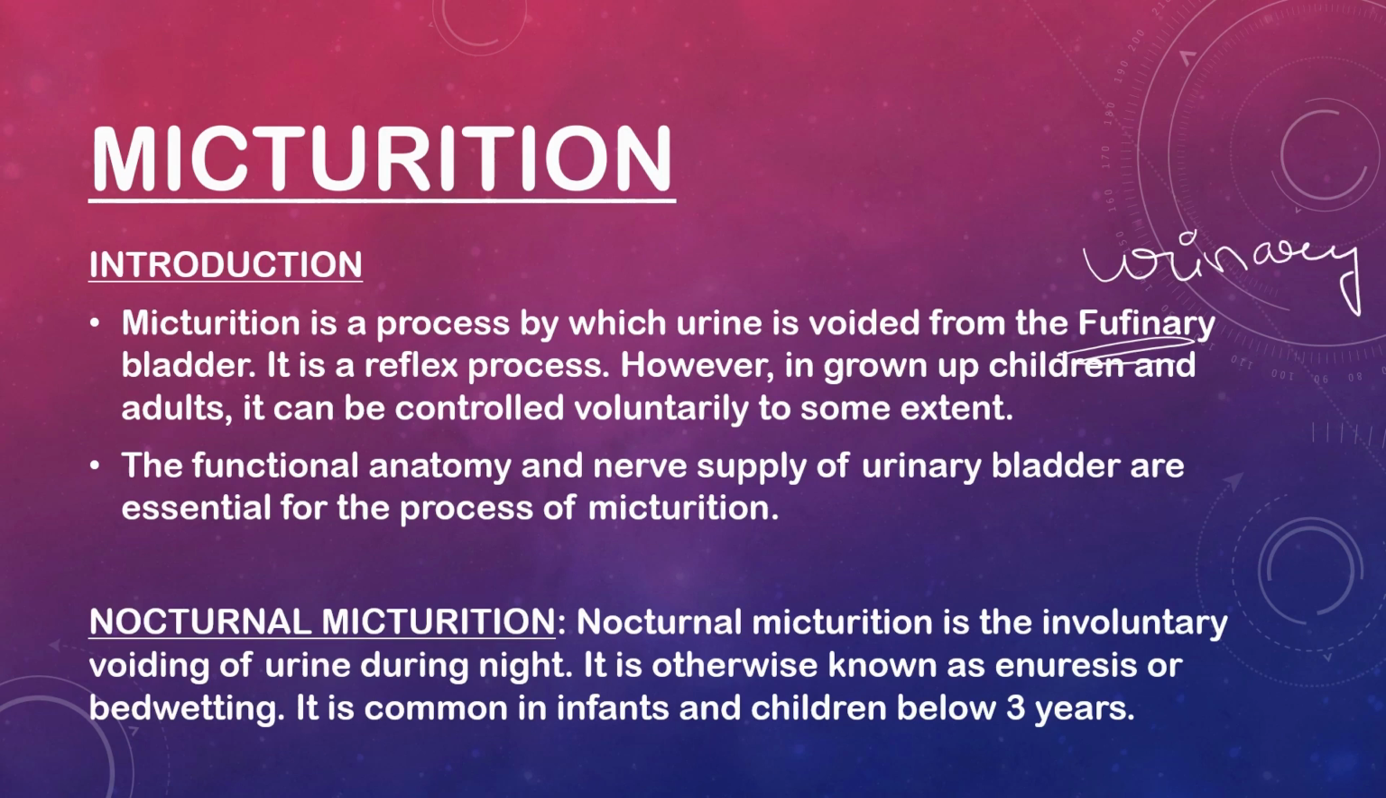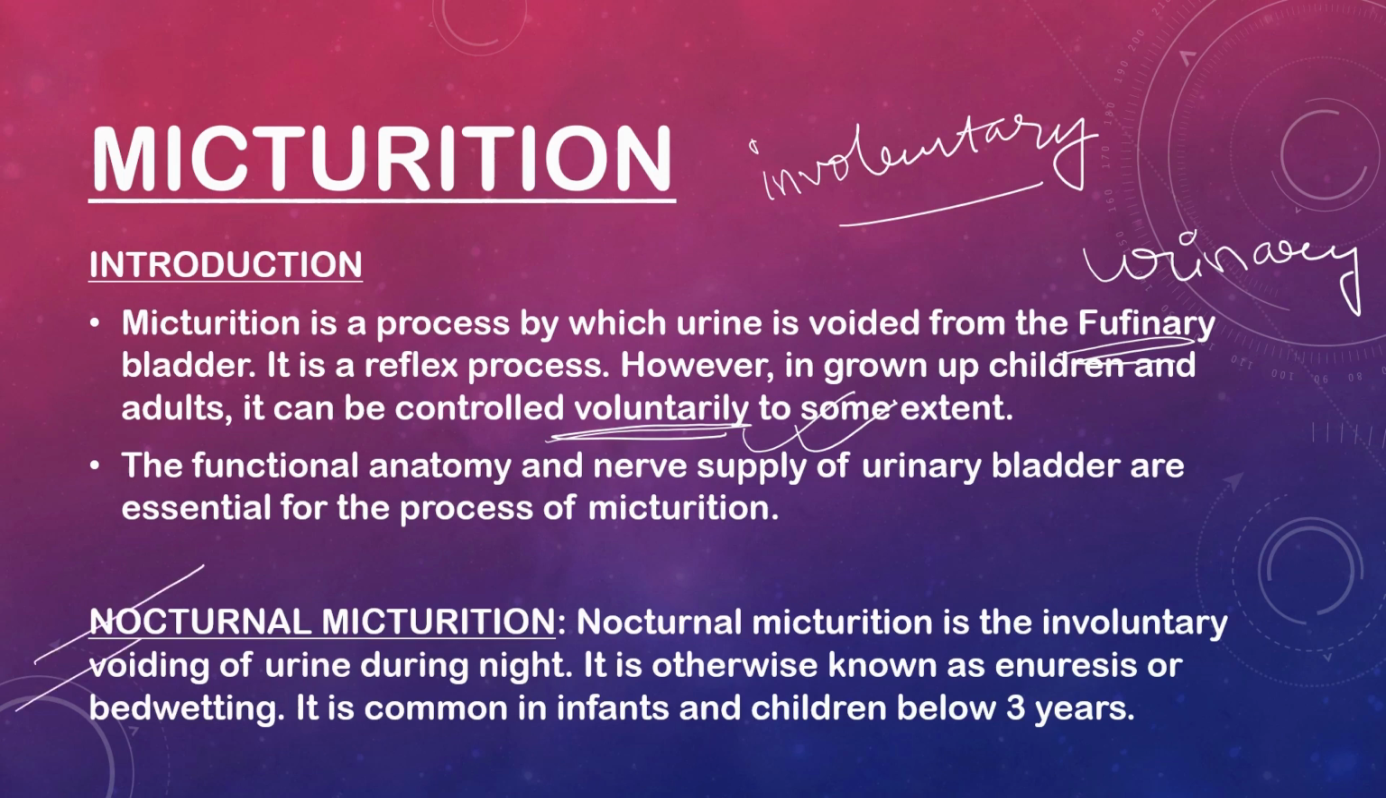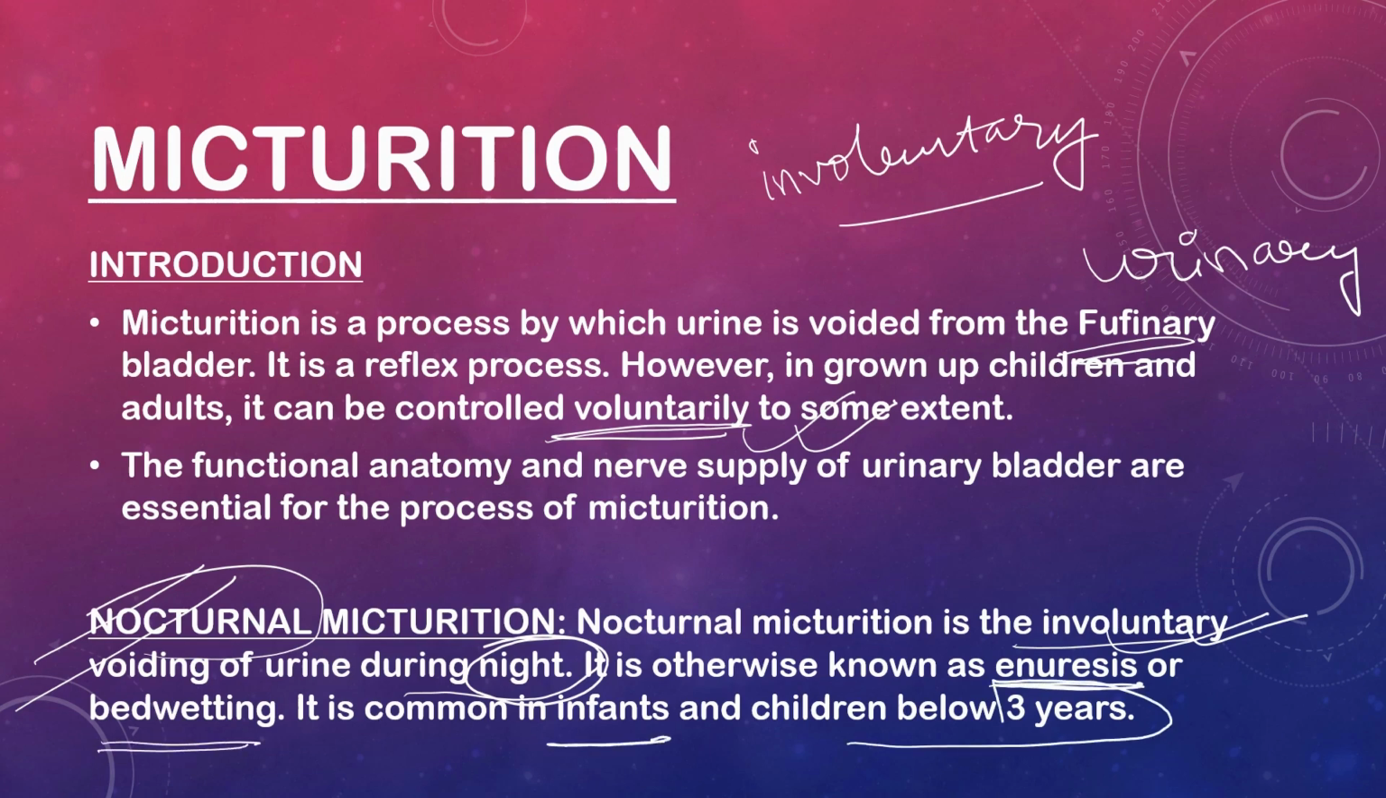It is a reflex process. However, in grown-up children and adults, it can be controlled voluntarily. Means in grown-up children and adults, it is voluntary, whereas in infants, it is mostly involuntary. Clear? Next, coming on to the nocturnal micturition. The nocturnal micturition is the involuntary process, mostly during night. That is why it's called nocturnal. It is otherwise known as enuresis or bedwetting. It is mostly common in infants and children below 3 years of age. That's why it is involuntary.